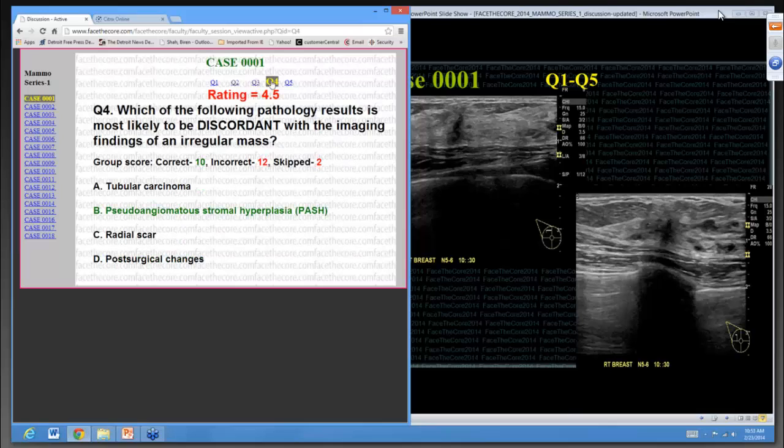Question four, which of the following pathology results is most likely to be discordant with the imaging findings of an irregular mass? The correct answer choice is PASH, or pseudoangiomatous stromal hyperplasia. The most frequent mammographic and sonographic imaging appearance of PASH is a circumscribed mass that resembles a fibroadenoma. Tubular carcinoma, radial scar, and post-surgical changes typically appear as an irregular mass.